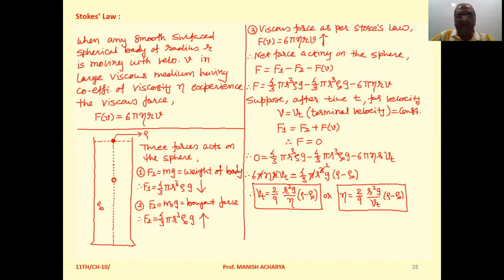Suppose we consider a spherical body in the liquid, having density less than the density of the liquid, rho is less than rho 0.